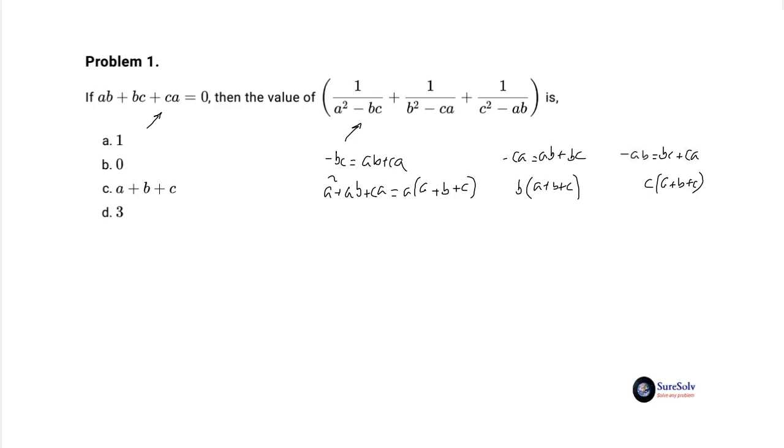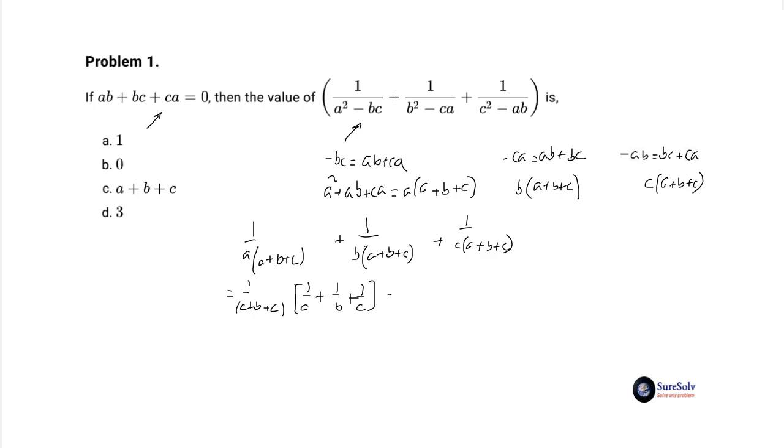The deductive steps are 1 by A multiplied by A plus B plus C plus 1 by B multiplied by A plus B plus C plus 1 by C multiplied by A plus B plus C, equal to 1 by A plus B plus C multiplied by 1 by A plus 1 by B plus 1 by C, equal to AB plus BC plus CA divided by A plus B plus C multiplied by ABC, equal to 0. Answer is option B, 0.